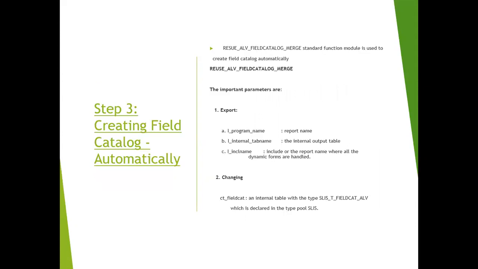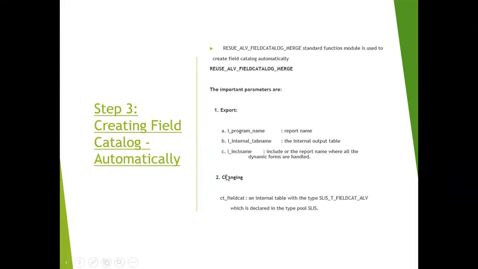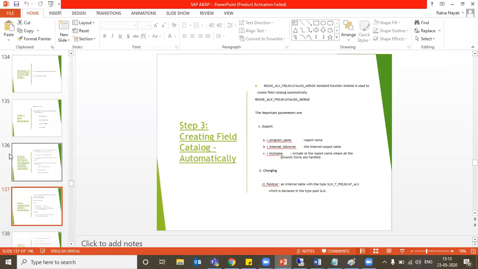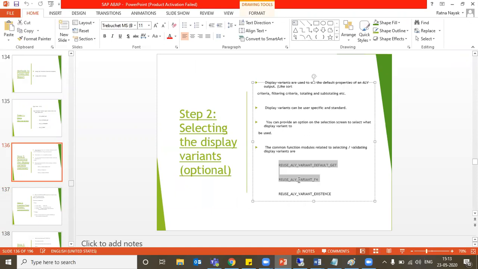Now the third one is the steps to create a field catalog. There are two ways to create a field catalog: automatically and manually. What is the function module we are using to create a field catalog? These function modules are basically to have a variant, but this is highly optional.